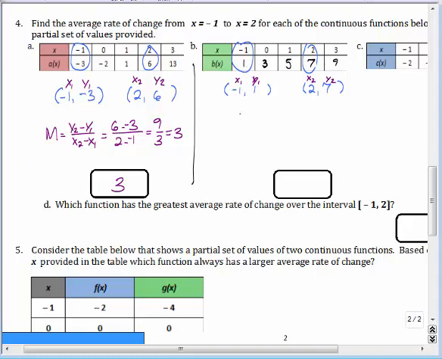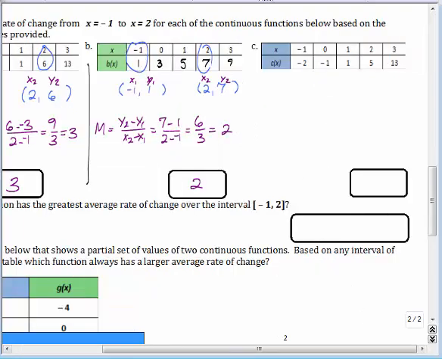Alright, so then we can do the slope now, since m is equal to y2 minus y1 over x2 minus x1. That's going to be equal to 7 minus 1 over 2 minus -1. So 7 minus 1 is 6, and 2 minus -1, that would be 3. So 6 divided by 3 is 2, so the average rate of change is 2 between those two. Alright, then on the last one, we'll do the exact same thing yet again.